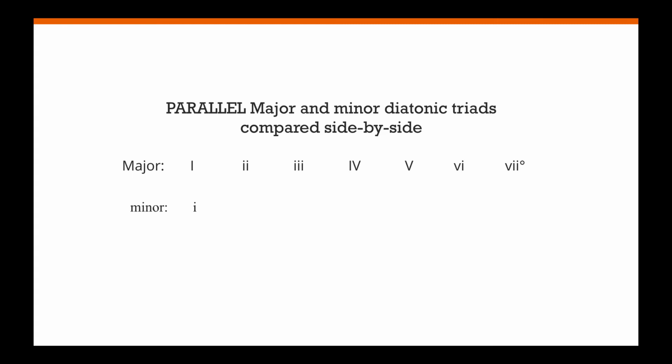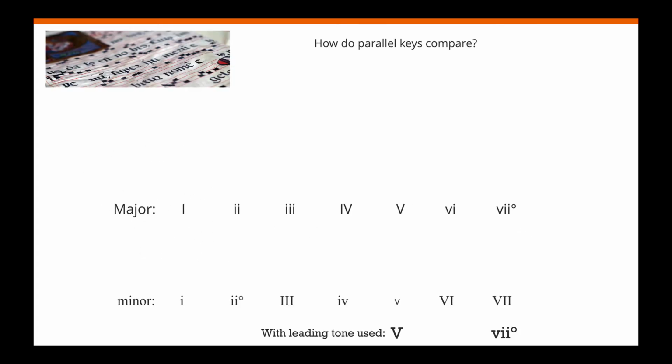Let's compare a parallel minor to that. Well, for an A minor, of course, the 1 chord is minor, the 2 chord is diminished, the 3 chord is major, the 4 chord is minor, the 5 chord in natural minor will be minor, the 6 chord is a major triad, the 7 chord is major, again in the natural minor scale usage. If I put a leading tone in and use a harmonic minor, then my 5 chord becomes a major triad and my 7 chord becomes a diminished. So there are some very interesting differences here when we compare parallel keys, A major and A minor. So let's see how they compare.